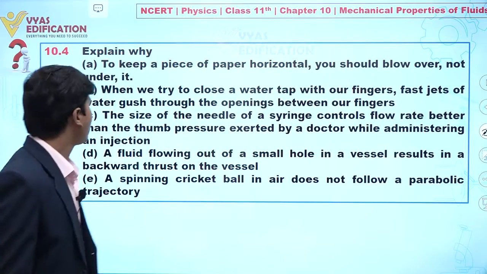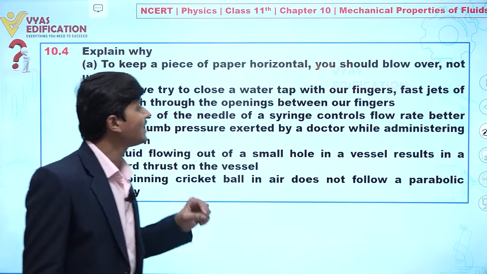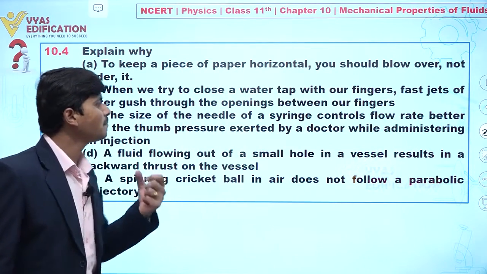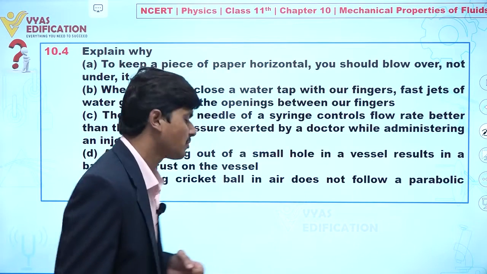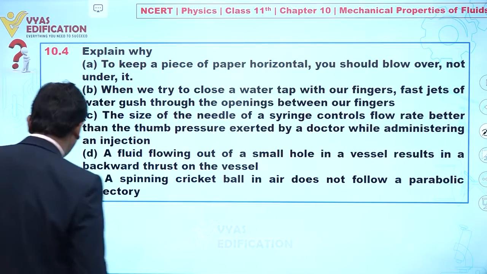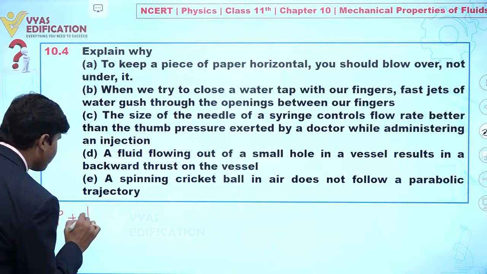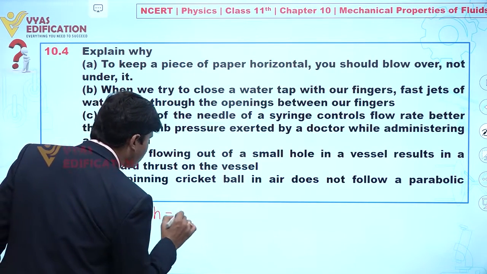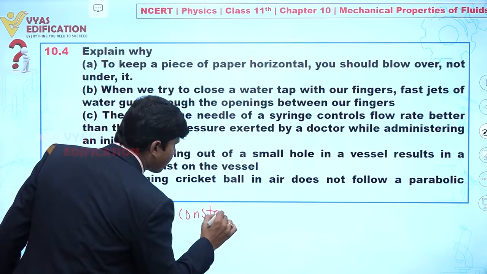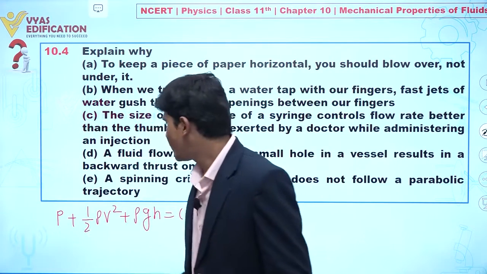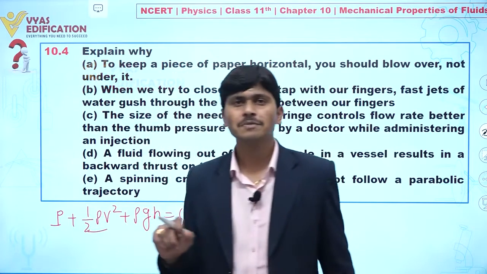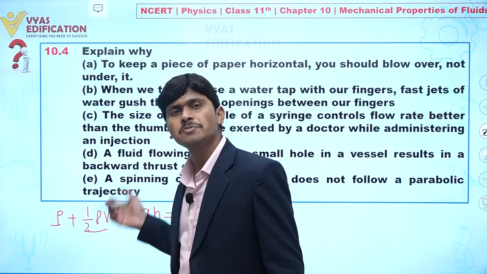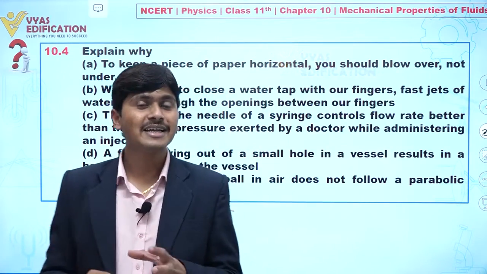Now if I am talking about part number C, the size of a needle of a syringe controls flow rate better than thumb pressure exerted by a doctor. Now listen carefully. Actually if I am talking about Bernoulli principle, Bernoulli said P plus 1 by 2 rho v square plus rho g h should be equal to constant. So from here you can say pressure as well as this expression of kinetic energy per unit volume, this is pressure and this is kinetic energy per unit volume, both are contributing in total energy, clear?